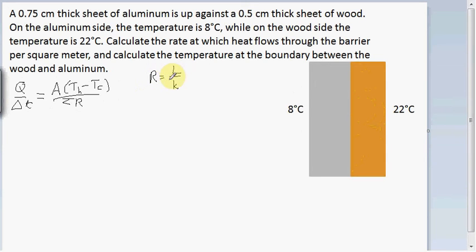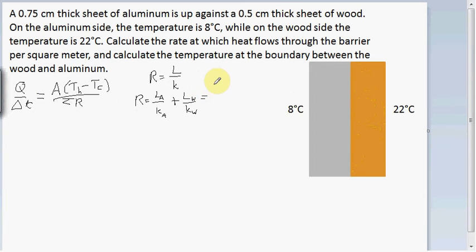Essentially, the greater the R value, the harder it is for heat to flow. So good insulation has a very high R value. Materials that conduct heat very well will have a low R value. So the first thing we've got to do is figure out what R is. R equals L for the aluminum divided by K for the aluminum, plus L for the wood divided by K for the wood.